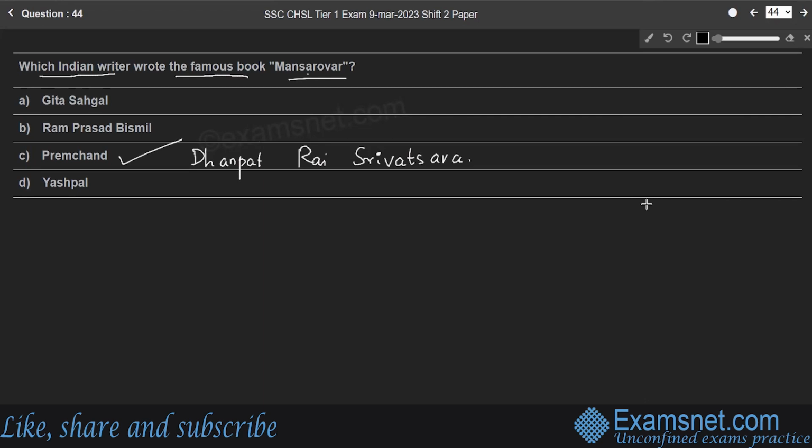He was born on July 31st, 1880 and died on October 8th, 1936. Hindi and Urdu social fiction were invented by Premchand. He was one of the first writers to discuss caste systems, the suffering of working women, and other issues that were prevalent in late 1880s culture. Here option C is the answer.